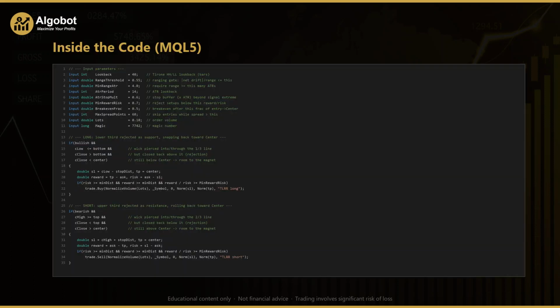Let's look at the actual MetaQuotes language code that runs inside MetaTrader 5. At the top, you can see the input parameters. Lookback sets how many bars build the Tirone range, 40 by default. RangeThreshold is the ranging filter, set to 0.55. MinRangeATR requires the range to be at least 4 ATR units wide.